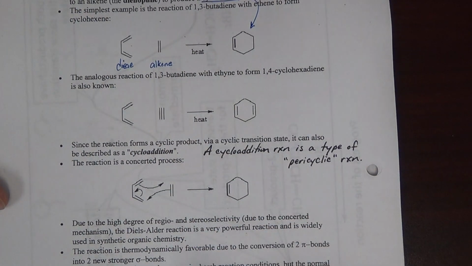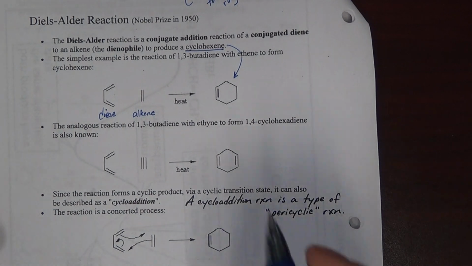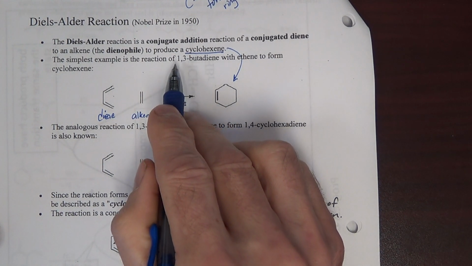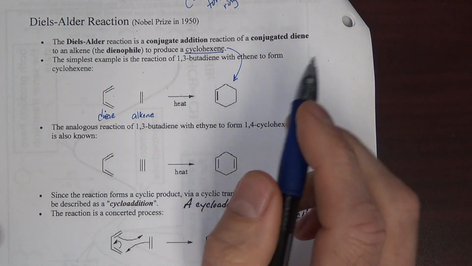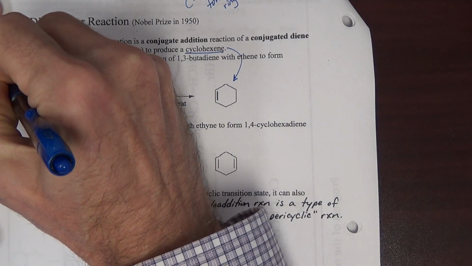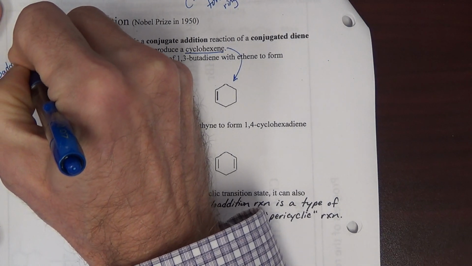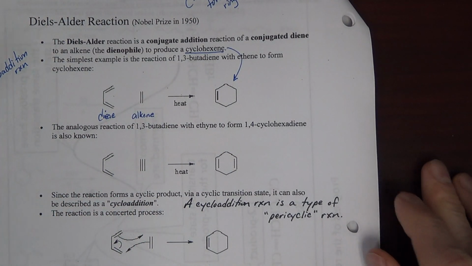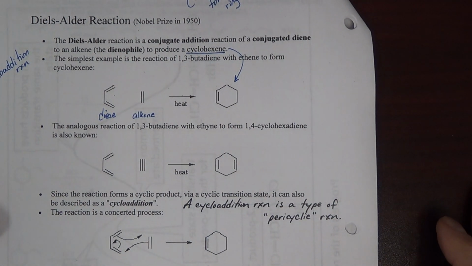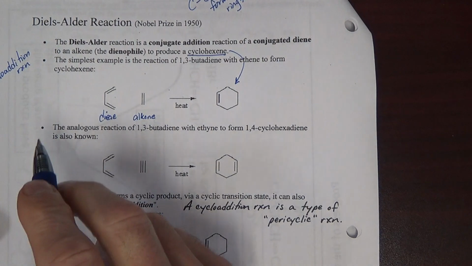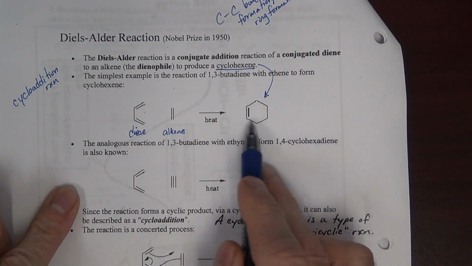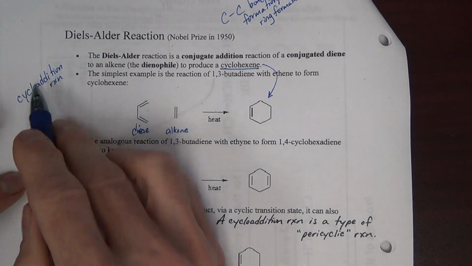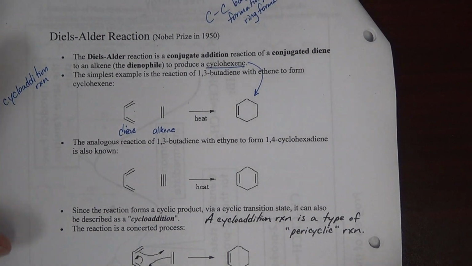This is called a conjugate addition reaction, more broadly known as a cycloaddition reaction. Where does this come from? We're making a cyclic product, and the two are adding together. So cycloaddition is where that comes from, or how we come up with that term.